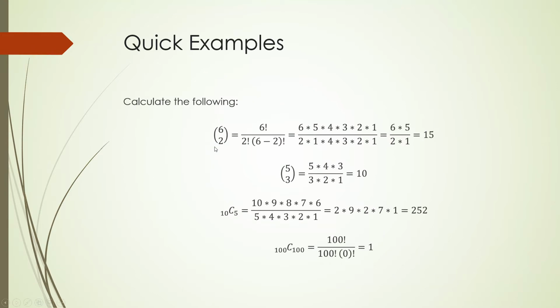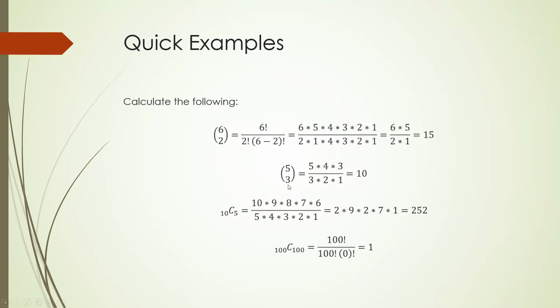In any event, the first formula here, we've got 6 factorial over 2 factorial, 4 factorial. You then multiply all those things out, cancel out your common factors, and you are left with 15 ways. This means there are 15 different ways to choose 2 things out of 6 with order not mattering.